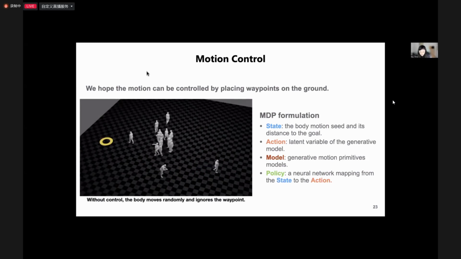In our model, the action is the latent variable of the generative motion primitive model. And then we also have a policy, which is a neural network mapping from the states to the action. Without control, without this policy, our body moves randomly and ignores the waypoints, as shown in the left video. It completely ignores the waypoints and just does some random motion, because we have this latent variable sampled from a normal distribution.